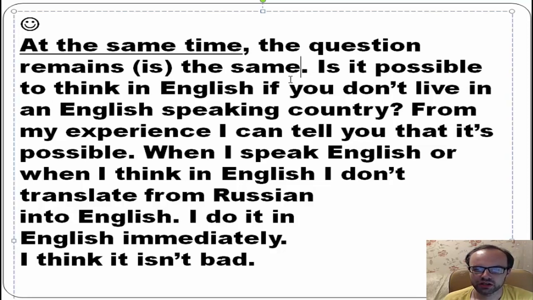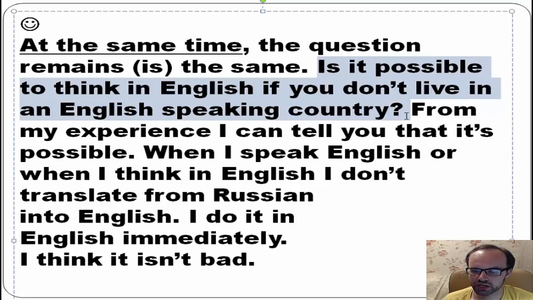So is it possible to think in English if you don't live in an English-speaking country? If you don't live, let's say, in America or in England, is it possible or not? Students often think that it's impossible. So if I don't live in an English-speaking country, I won't think in English. Won't means will not. It's a short form, but it's wrong. I believe it's possible.